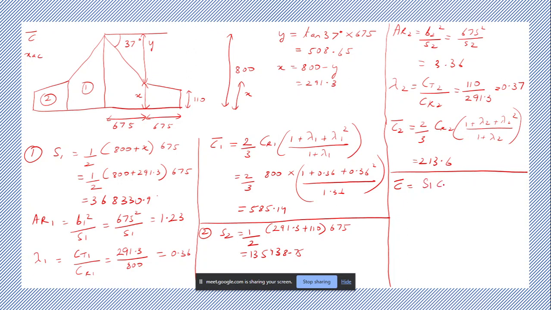It was S1 C1 bar, S2 C2 bar by S1 plus S2. So what will this value be? Just do the calculation and let me know. Is everyone following this? Do you remember this? It was the weighted average. It's like the centroid. Okay, so just tell me this value.